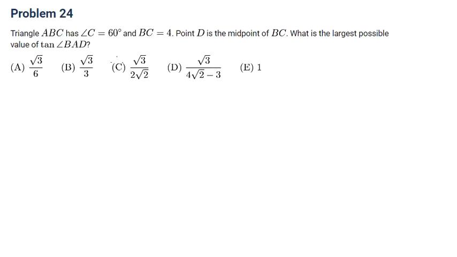Triangle ABC has angle C equals 60 degrees and BC equals 4. Point D is the midpoint of BC. What's the largest possible value of tangent BAD?